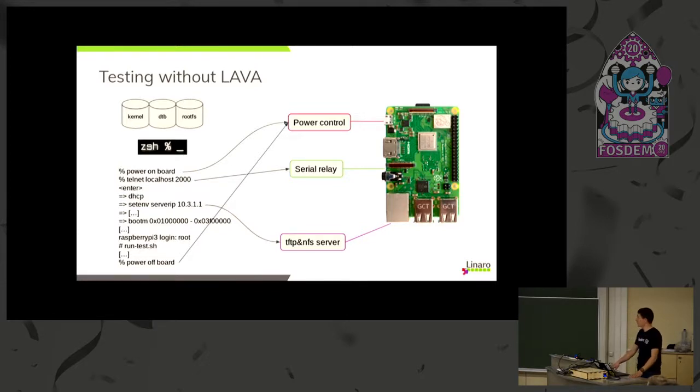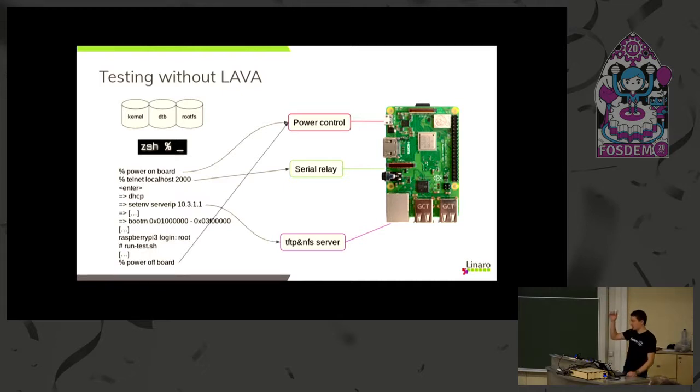The first thing that you will do is power on the board, so you launch a script that will power on the board. You connect to the serial connection, using telnet localhost, for example. Then you will see the U-Boot prompt coming. You have to press enter to interrupt it. And then you have to interact in the U-Boot shell to send commands. For example, you request an IP using DHCP, you set the server IP, you load some resources using TFTP, and then you type the boot command to actually boot the Linux kernel.